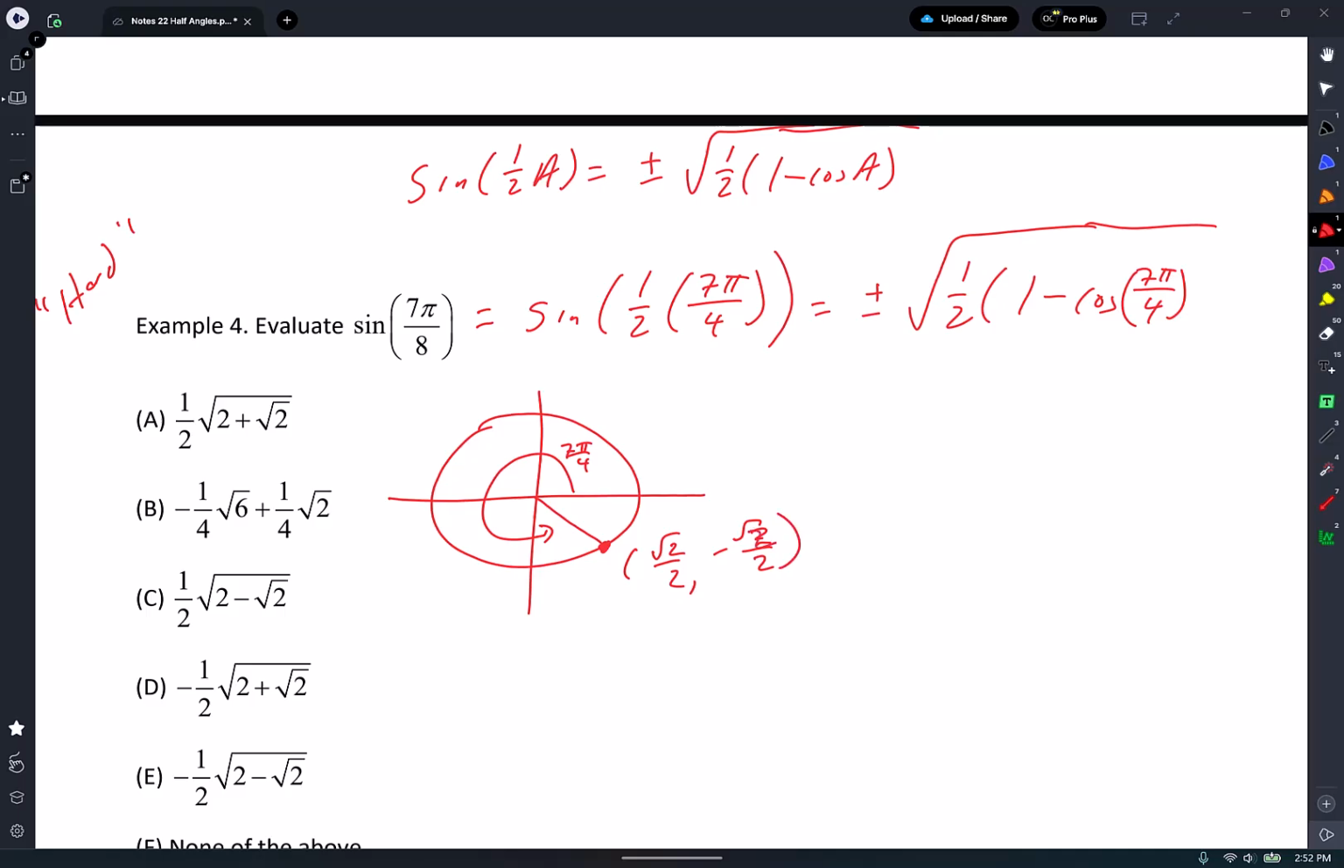Maybe they're being nice because at 7 pi over 4, the cosine and sine have the same magnitude. Cosine's the one that's positive, sine's the one that's negative. All right, here we go. Plus minus 1 half parenthesis 1 minus what's cosine of 7 pi over 4.